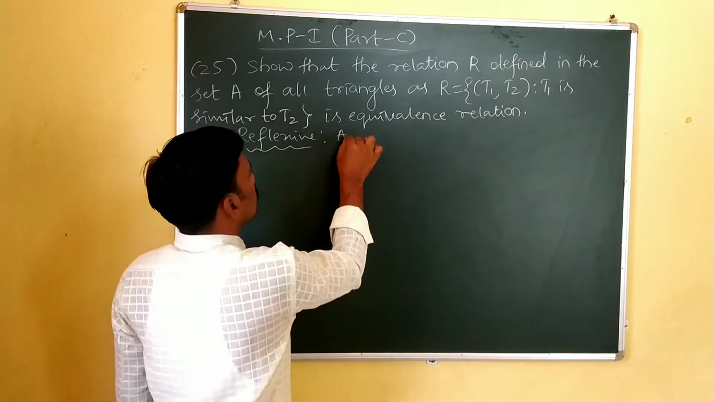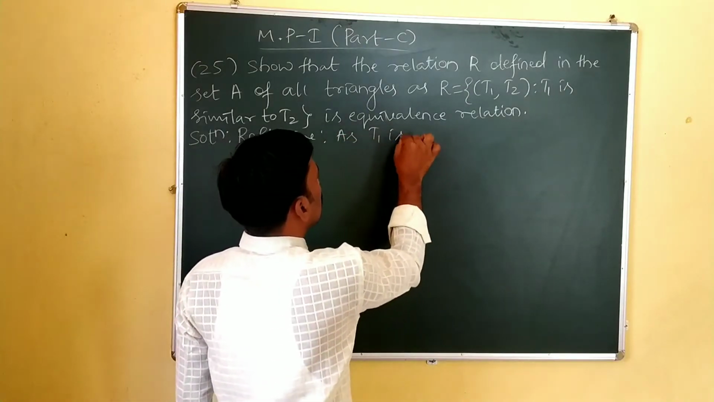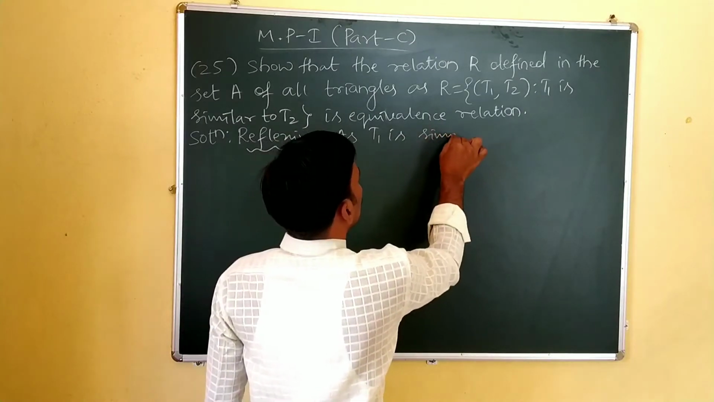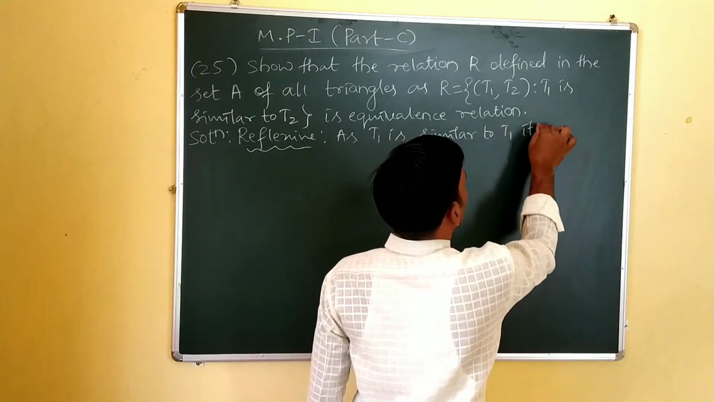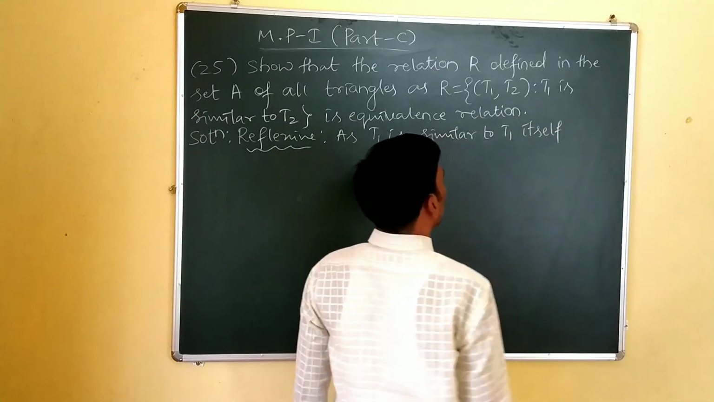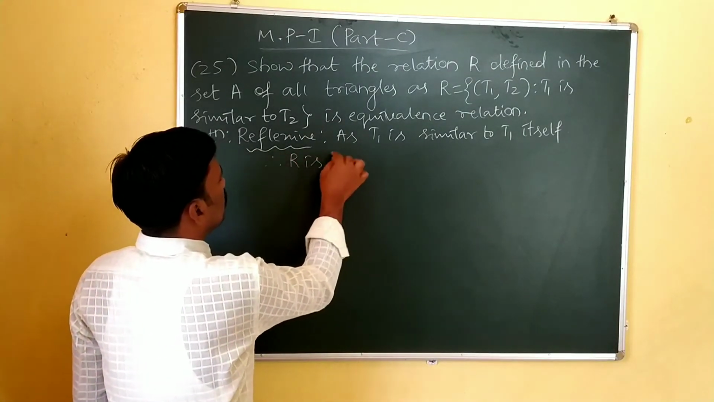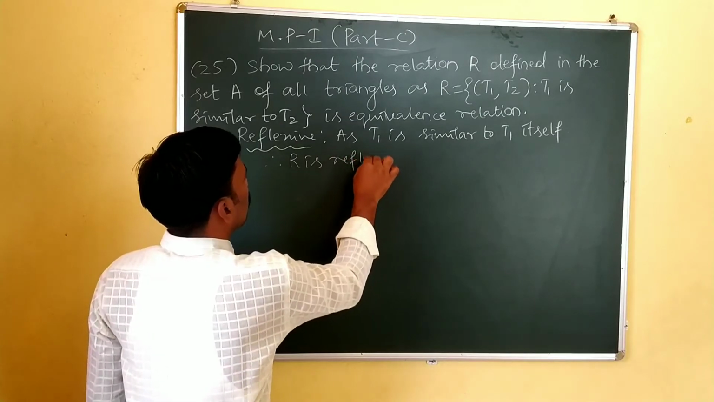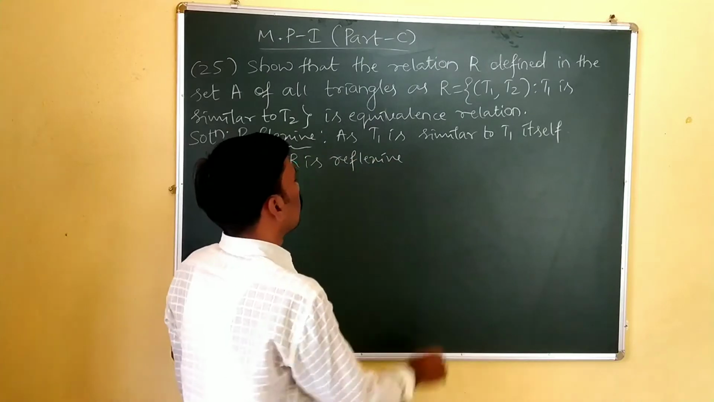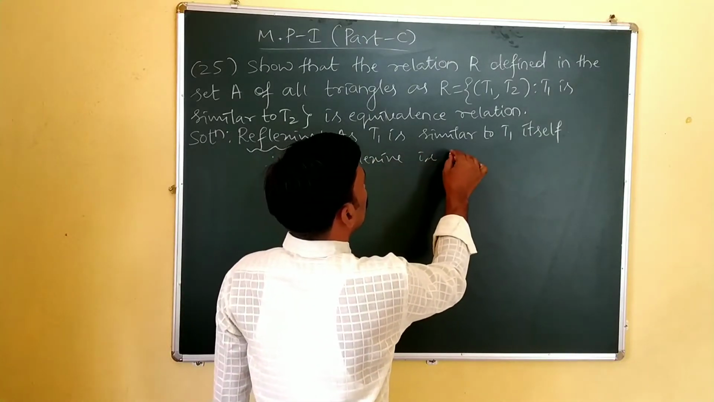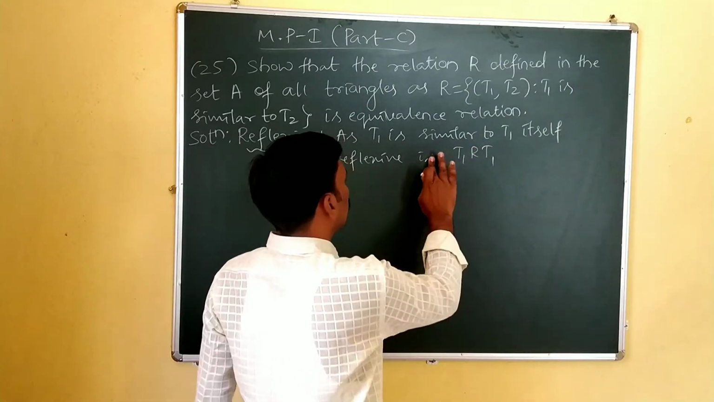Let me take triangle T1. As T1 is similar to T1 itself, therefore R is reflexive. That is, T1 is related to T1 only.